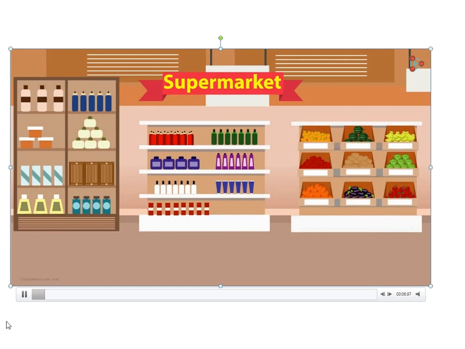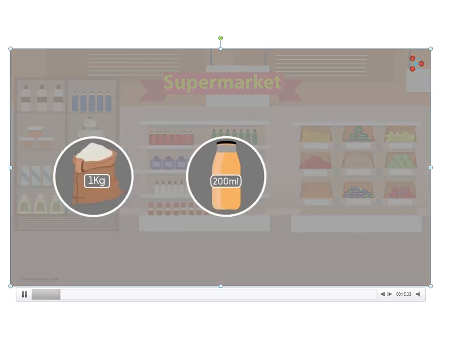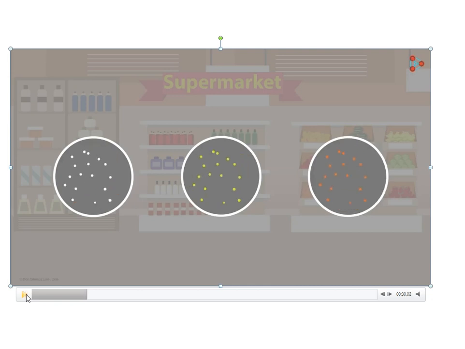Whenever you go to a supermarket, you buy things in different quantities and standards. Like either you have 1 kilogram of rice or 200 milliliter of milk, or the bananas are bought in dozens. So basically, specific units are used for every single quantity. But how will you measure any kind of an atom or a substance?